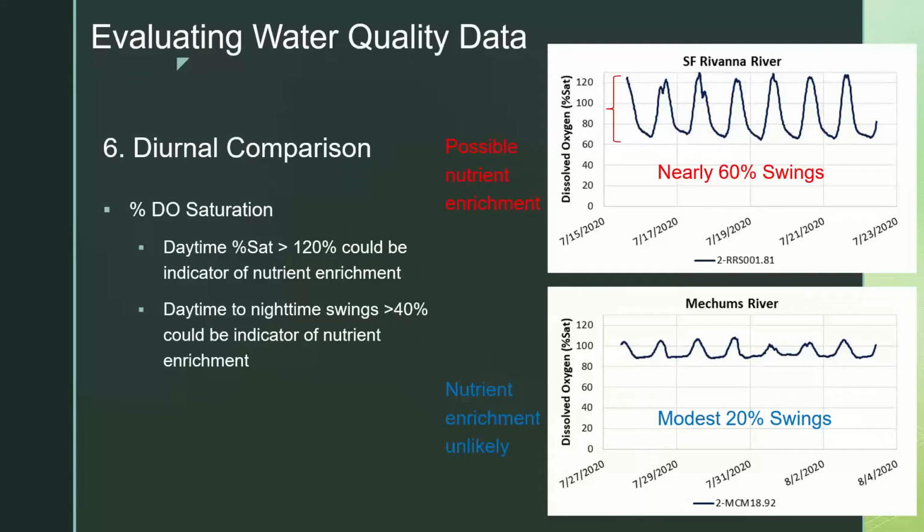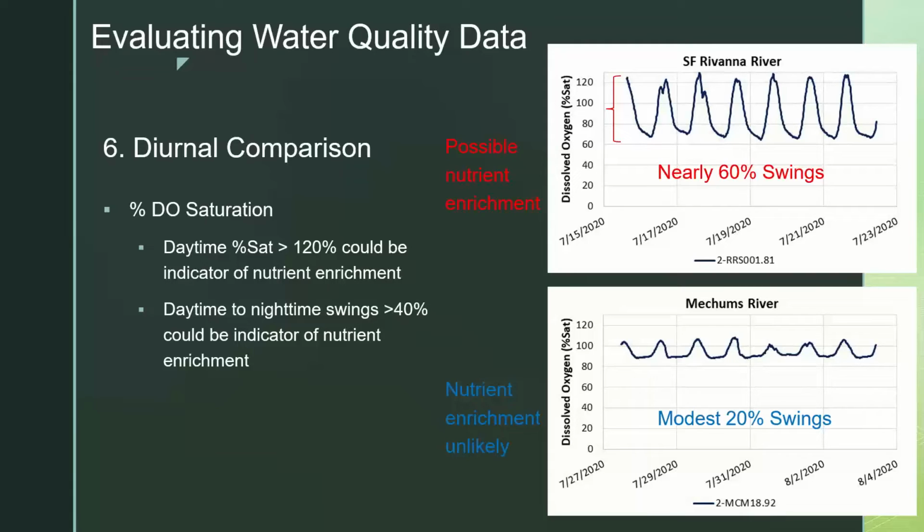I would say that if you have percent saturations during the day over 120%, that's probably an indicator of nutrient enrichment. And if you have swings from daytime to nighttime that are more than 40%, that's probably an indicator of nutrient enrichment as well.